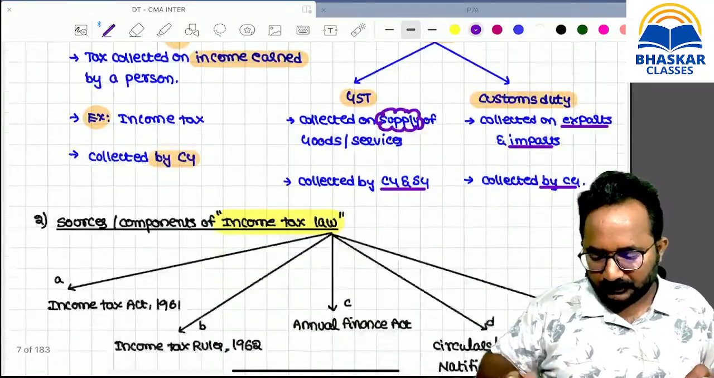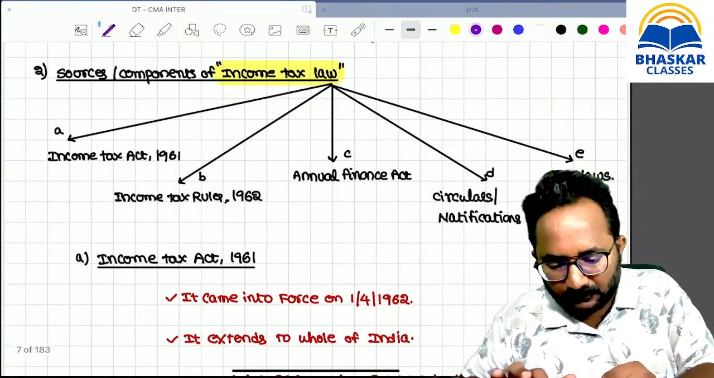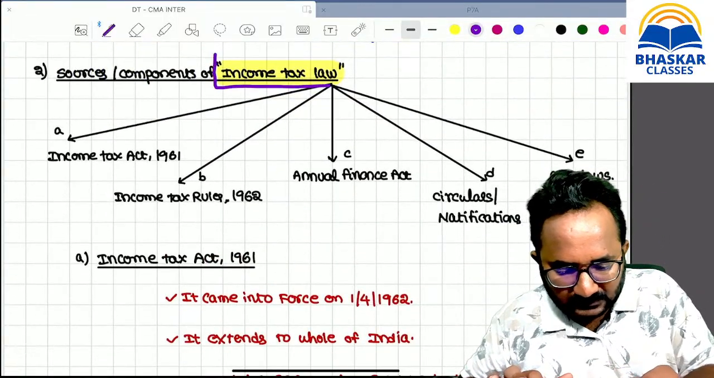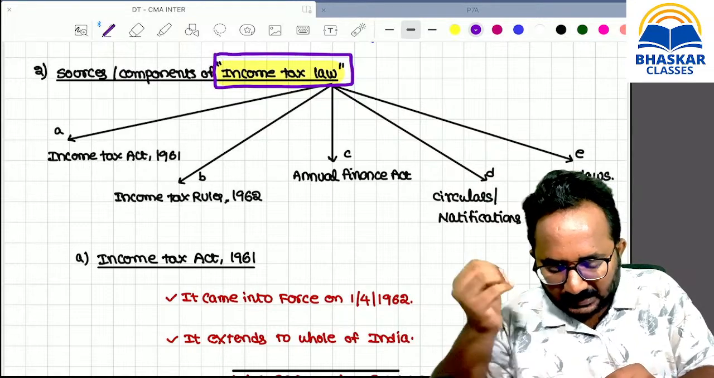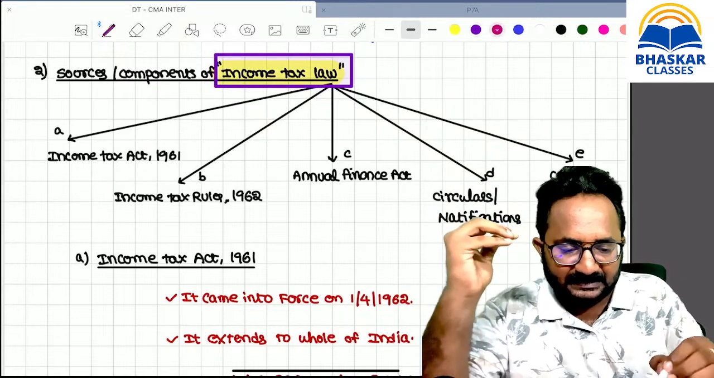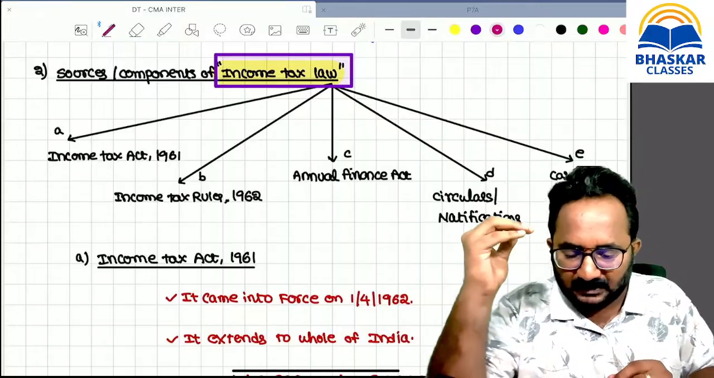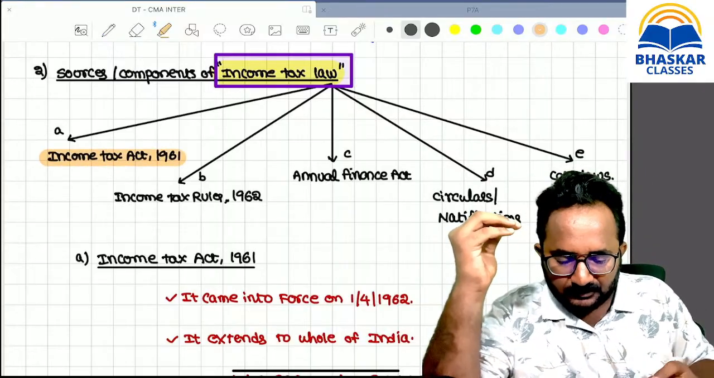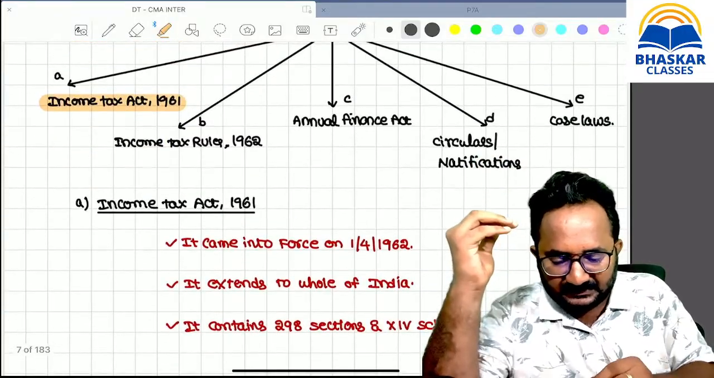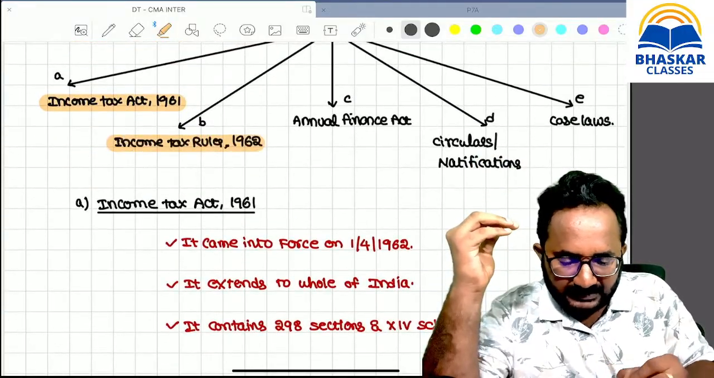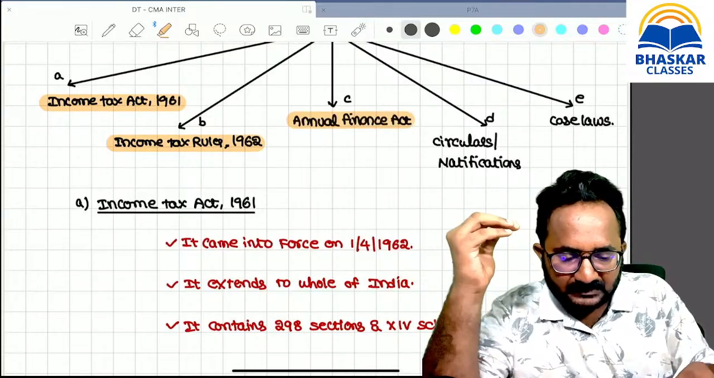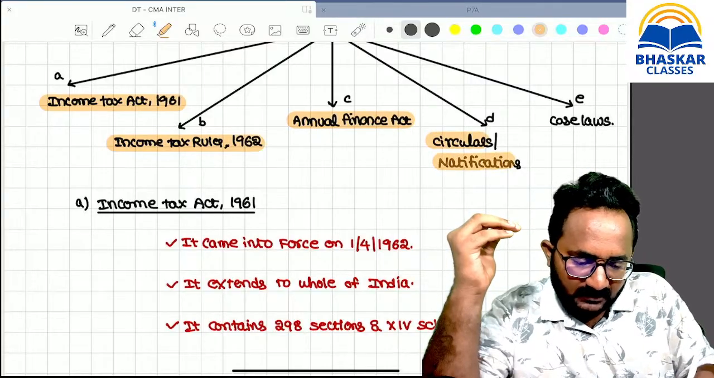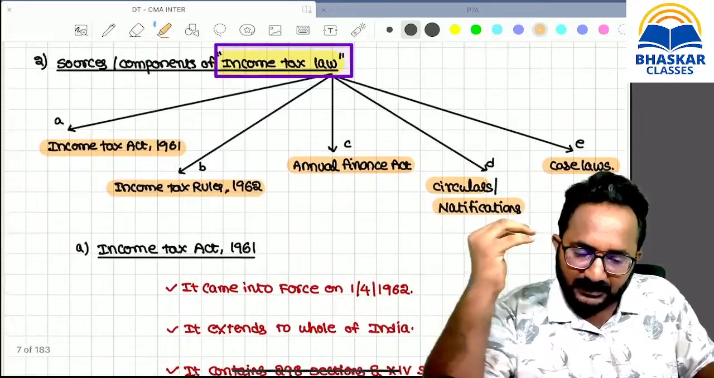Now, next one. What are the components or sources of income tax law? Maybe they can give it to you, but you have to remember these side headings. First is the Income Tax Act 1961. Next, Income Tax Rules 1962, Annual Finance Act, circulars and notifications, and case laws. Just remember these five side headings.